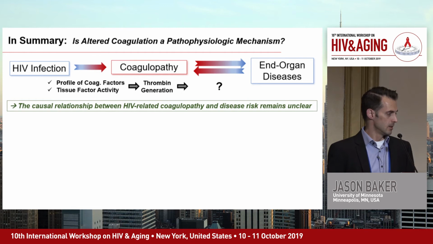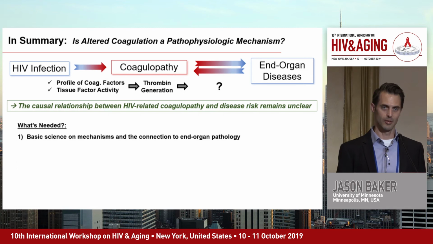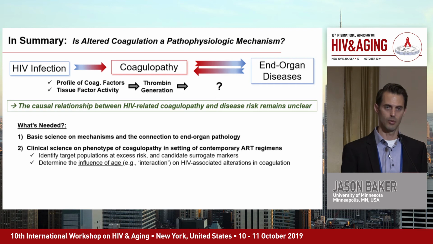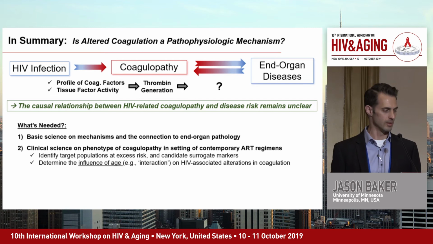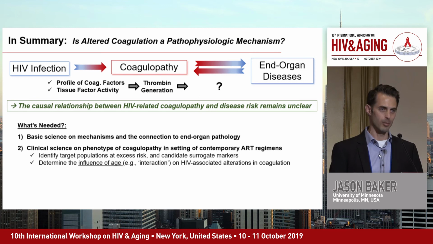It's a researcher's list of wants from funders. We want basic science on mechanisms to connect this pathology to end organ damage. We need clinical studies to understand this phenotype of coagulopathy, specifically now in more contemporary patients on modern regimens. I think Carrie brought that up this morning. We've learned a lot from some of these cohorts, but we really need to see how much is still persisting with early treatment, diagnosis, and use of integrase inhibitors more widely. We need to understand what the right target populations are. There really are different groups of risk, and when we're looking at interventions, we need to know how to select the right target population and what candidate surrogate markers we're going to evaluate those interventions on.